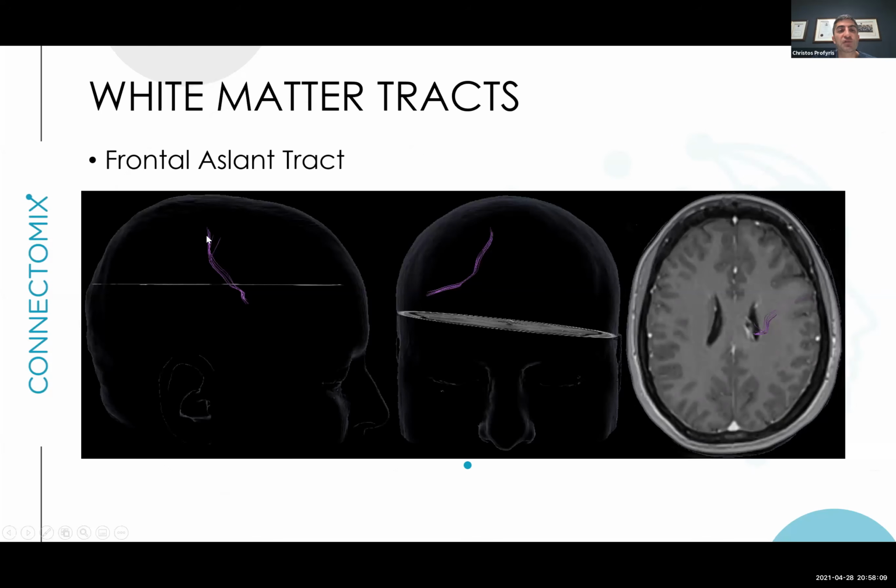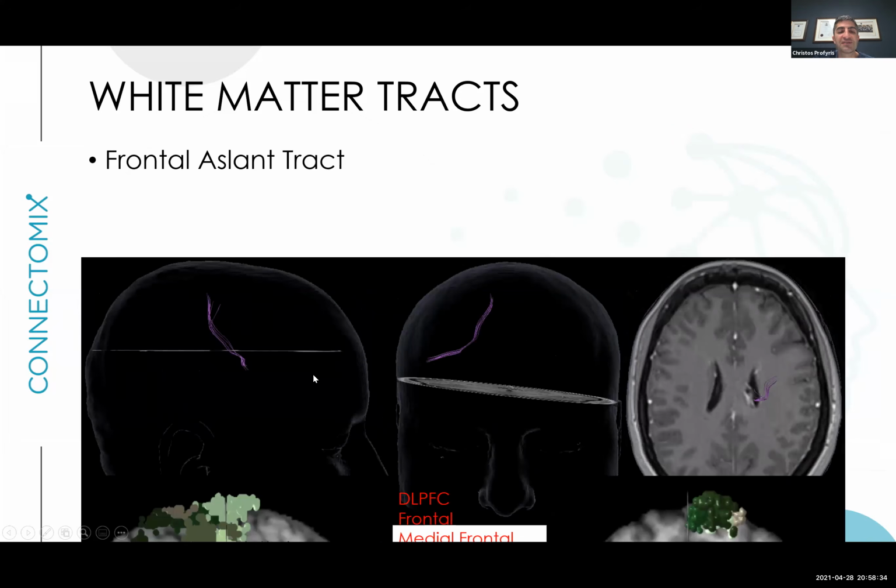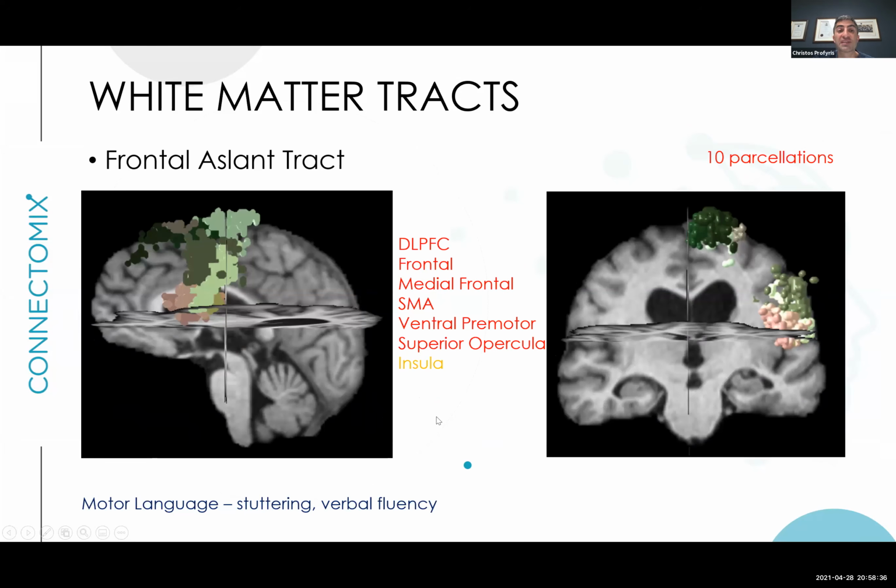We've also got the frontal ascendant tract. So this was only discovered in 2008. We didn't know about that previously. And very interesting, what this does is it connects the supplementary motor area to Broca's area, so the inferior frontal gyrus. And what it does is it allows us to initiate speech. So we make a speech plan in the SMA, the information goes through the FAT, or the frontal ascendant tract, to Broca's area. So injury to this can lead to stuttering or verbal fluency problems.